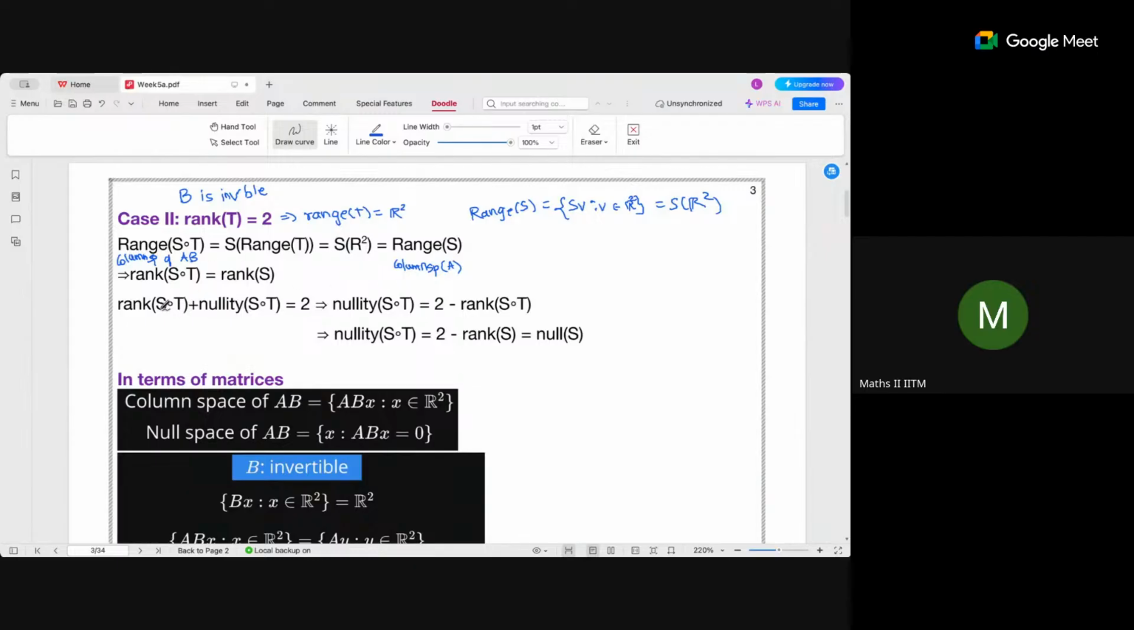Okay, fine. Now rank of S composition T plus nullity of S composition T is 2 according to rank nullity theorem, right? Now we can rewrite it: nullity is equal to 2 minus rank of S composition T. But what is rank of S composition T? It is same as rank of S. But what is 2 minus rank of S? We can write it as nullity of S. So from here what can we say? The null space of AB is same as the null space of A.